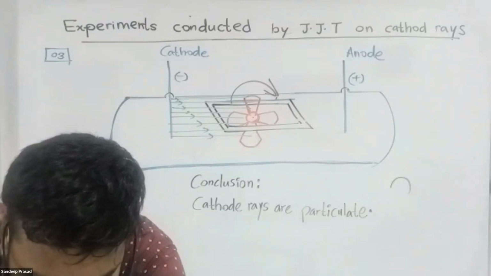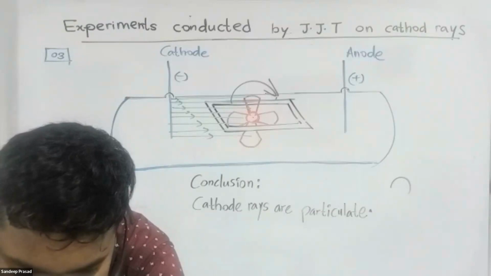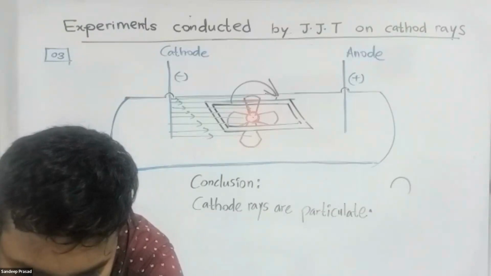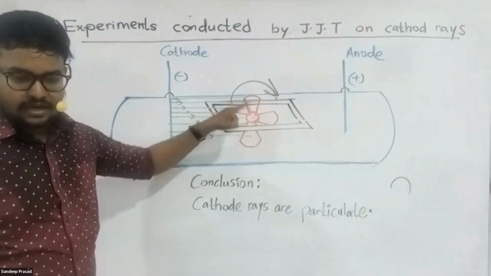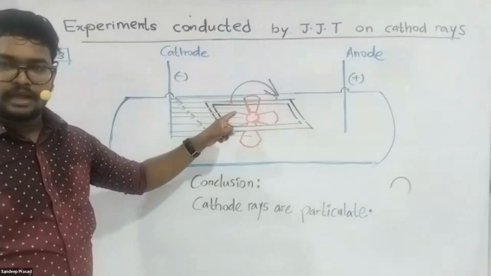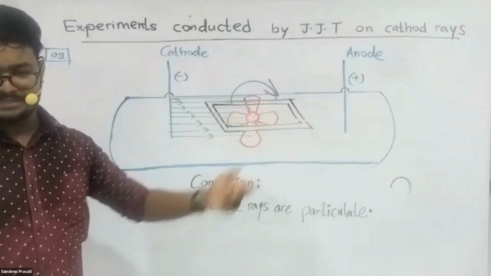So at this instance, the cathode rays can do work and have momentum. That's the correct observation. The observation is that this paddle wheel started to rotate towards the anode. The conclusion is that cathode rays are particulate. It can do work, and it has momentum because it has mass.